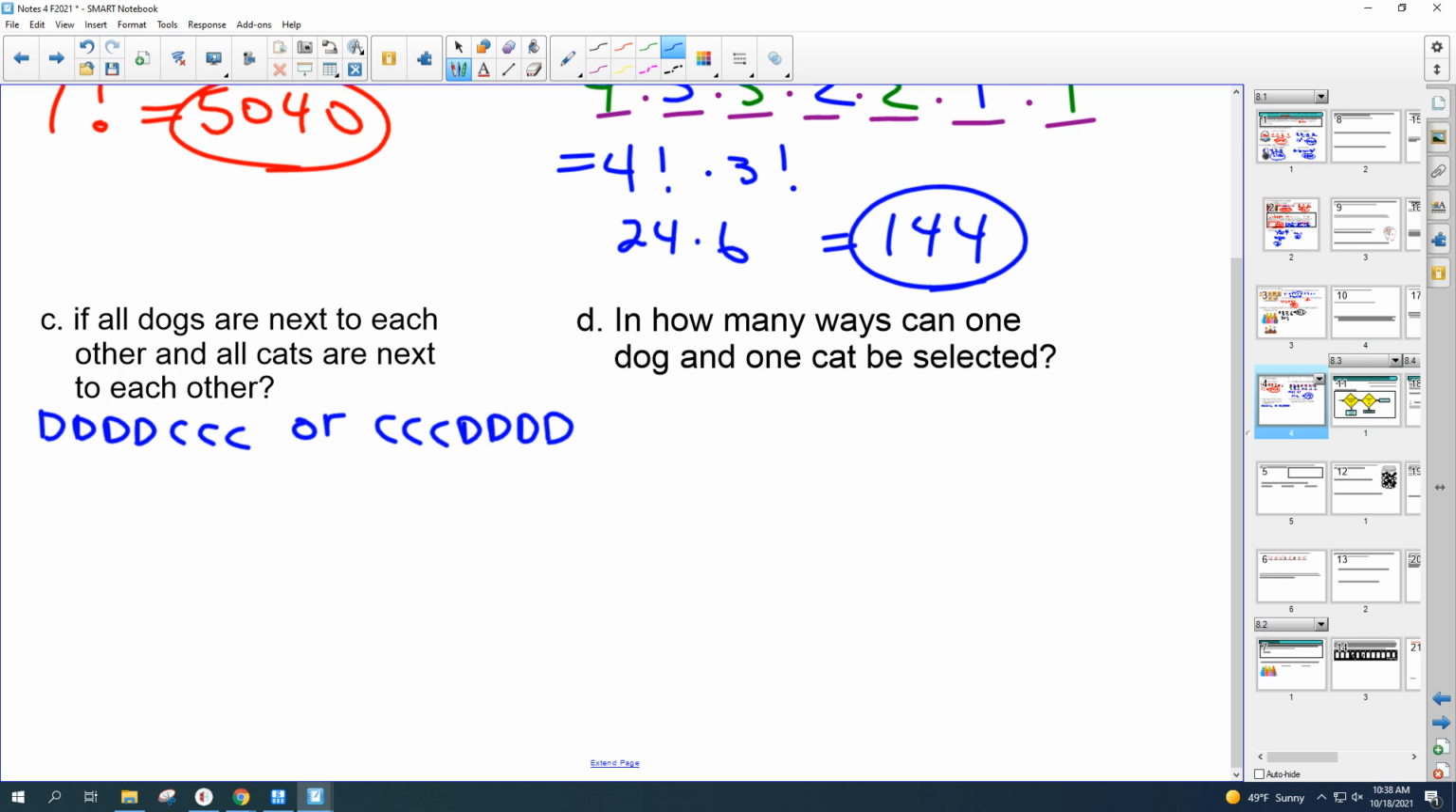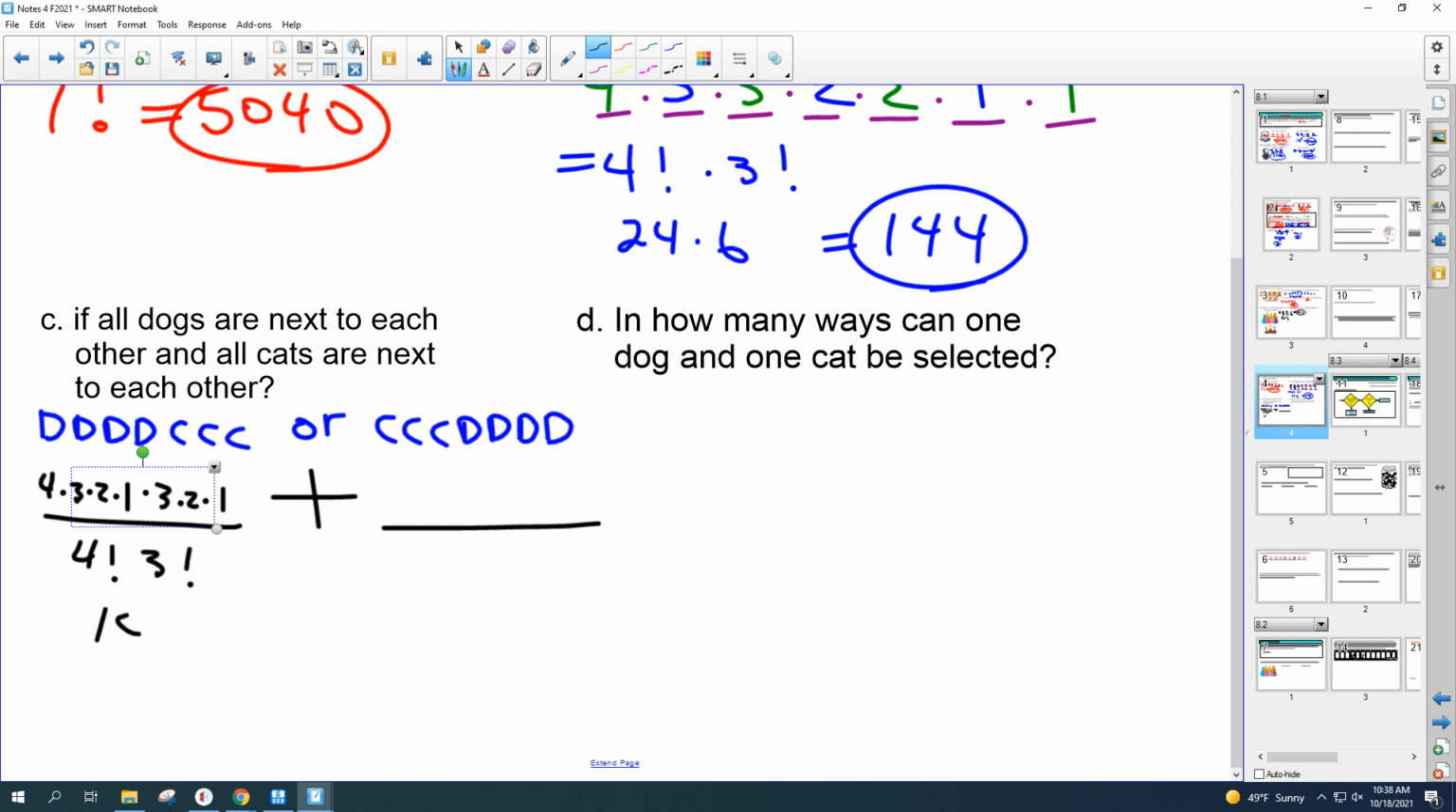And so something to remember, and I don't know if we've talked about this or not, but when you see the word or, a lot of the times it means we're going to add something. So learn that as quickly as you can. We've got something or something. Or is going to indicate that you're going to add two combinations or two things. So if you want to do dog, dog, dog, dog, cat, cat, cat, that's going to be 4 times 3 times 2 times 1 times 3 times 2 times 1. Well, that's 4 factorial, 3 factorial, which we just did a minute ago, which was 144.